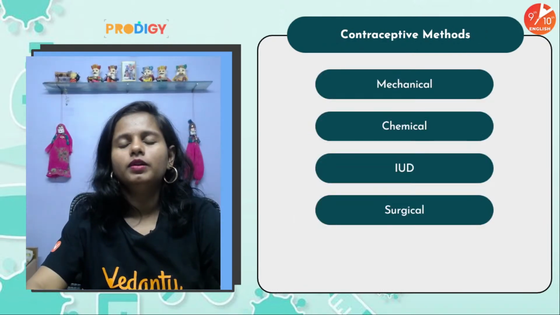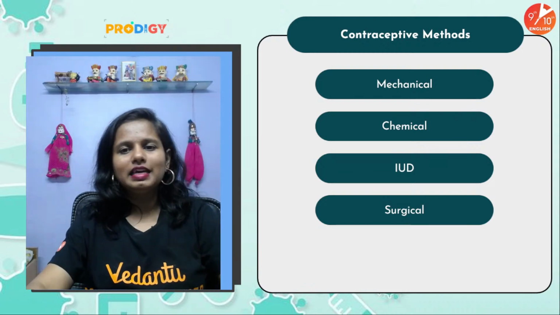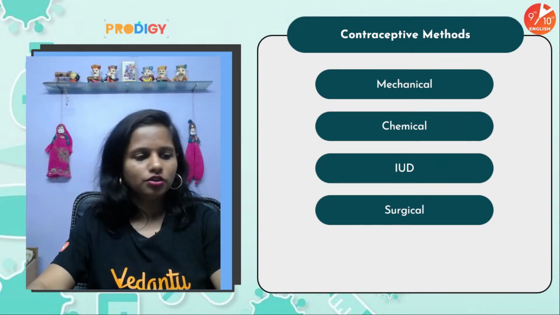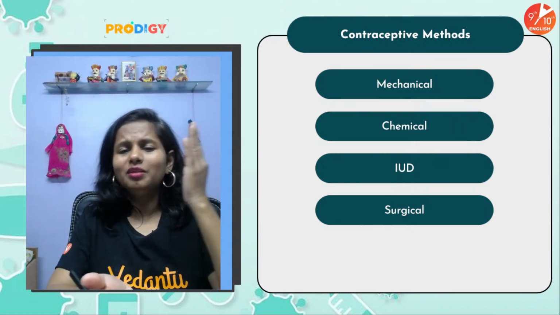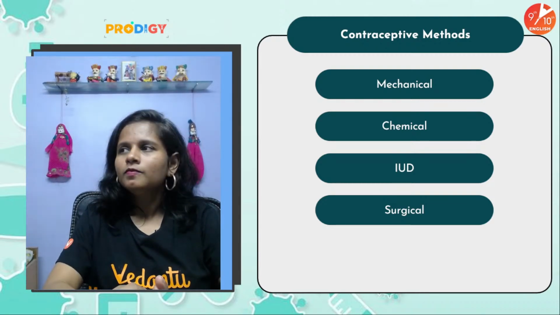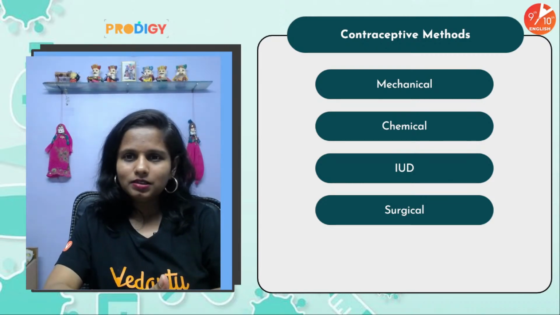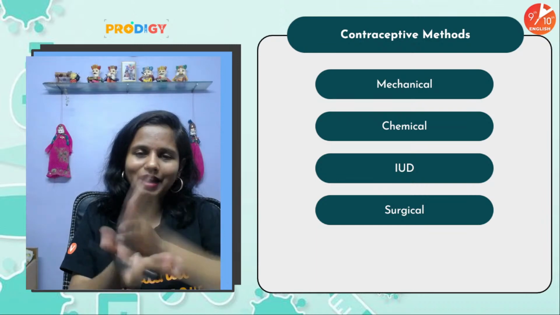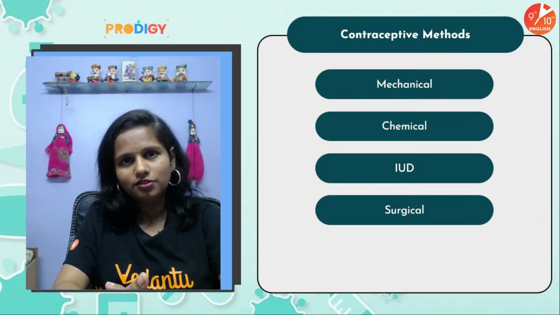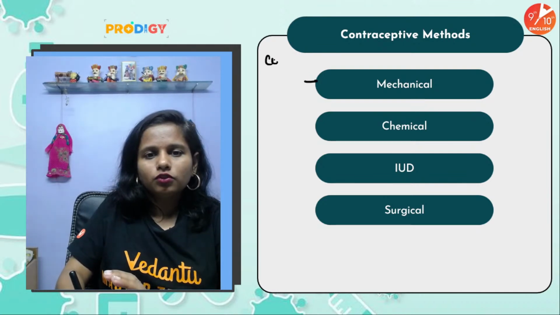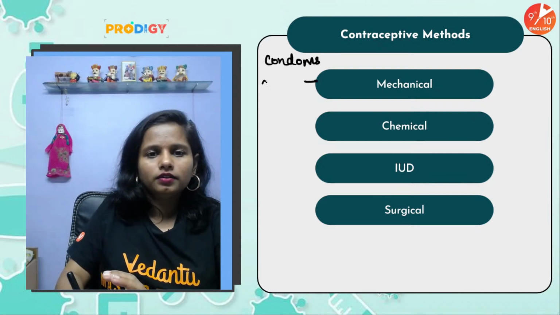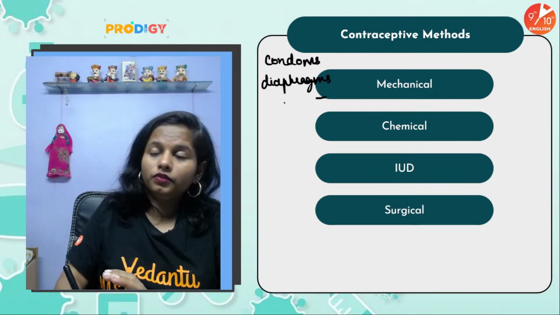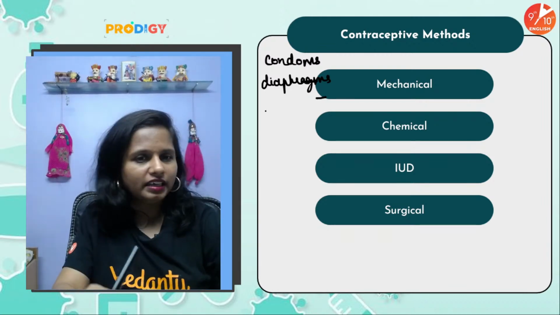Now let us come to the last and final segment, contraceptive methods: mechanical, chemical, IUDs and surgical. Contra means against and conception means pregnancy. So any device or product which works against pregnancy is what we call a contraceptive. Mechanical barriers act as a barrier between the egg and the sperm cell, preventing fertilization. Examples: condoms, diaphragms, then vaginal sponges. These are all mechanical barriers.